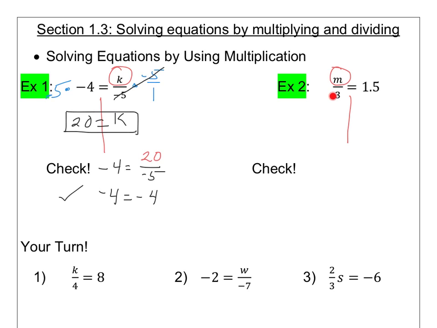M is being divided by 3, so to undo that, we are going to multiply by 3, and I'm going to put 3 over 1, and they're going to multiply over here, the right side, by 3 as well. On the left, the 3's cancel, you're left with just an m. And on the right, 1.5 times 3 is 4.5.